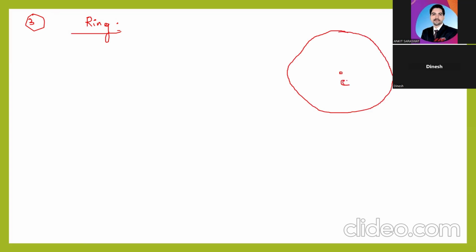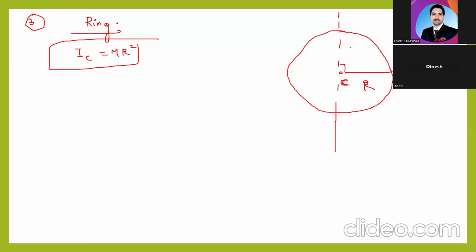Now, third case, the ring. Ring: where is the mass? On the periphery. This is the center. Radius is r. So the moment of inertia about the center will be MR square. About the center means the axis passes through the center and is perpendicular to the plane. It has mass M. Clear?